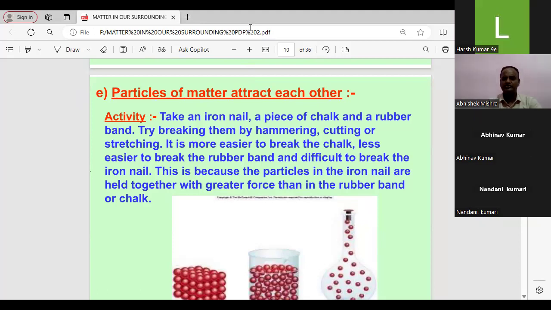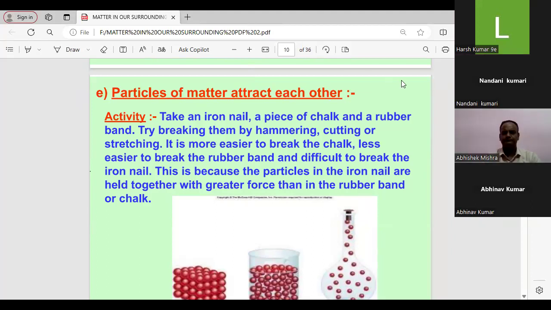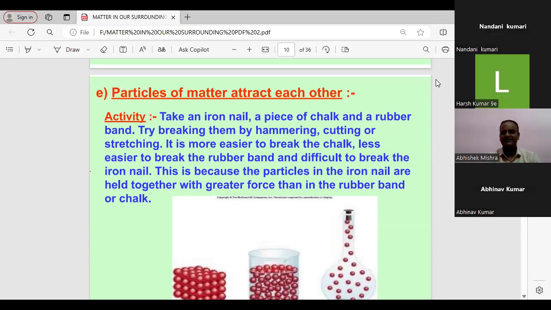Okay, Harsh, unmute yourself. It is easy to cut chalk because the force of attraction between its particles is less than the others. Okay, that's only one for you, Harsh. Next, let me allow other students also. Nandini, why is it tough to break the iron? Yes, Nandini, it is tough to break the iron.